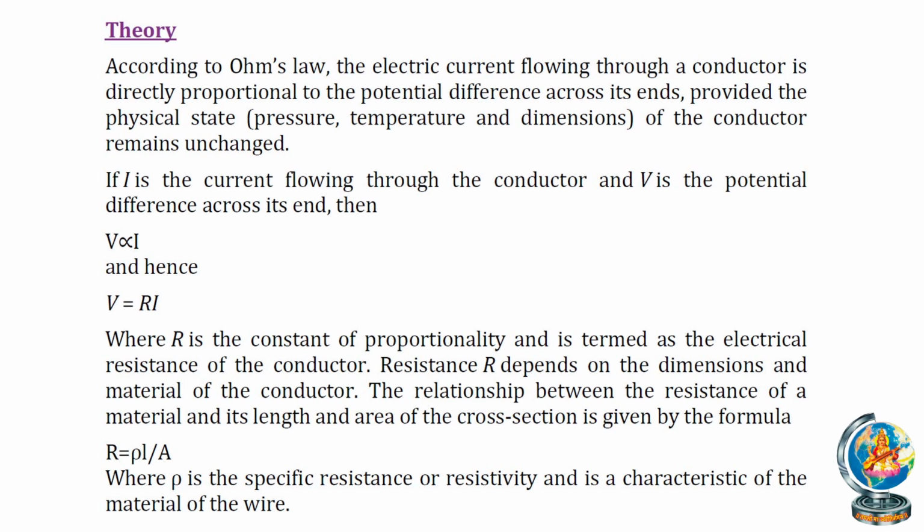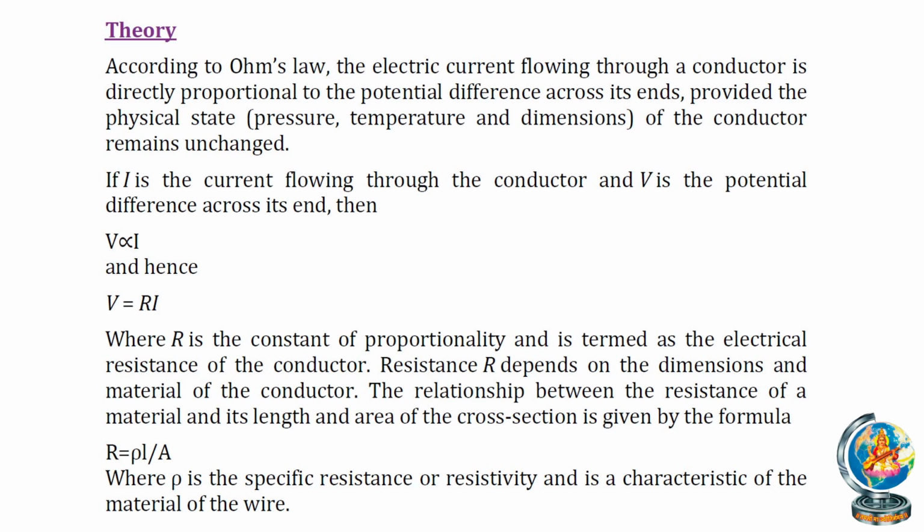If I is the current flowing through the conductor and V is the potential difference across its ends, then V is proportional to I. Now, in order to remove this proportionality, we need a proportionality constant, and that proportionality constant is R. Hence we have V equals IR, where R is a constant of proportionality and it is termed the electrical resistance of the conductor. Resistance R depends on the dimensions and material of the conductor. Remember, very important, the resistance value depends upon the dimensions and material of the conductor.